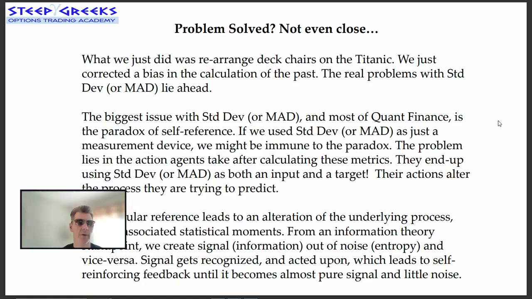From an information theory standpoint, what we're doing by acting on realized volatility to make decisions is we're creating signal or information out of noise or entropy, and vice versa, right? We're creating noise from signal. It's a cycle, right? From signal to noise to signal to noise. So signal gets recognized and acted upon, which leads to self-reinforcing feedback until it becomes almost pure signal and little noise.